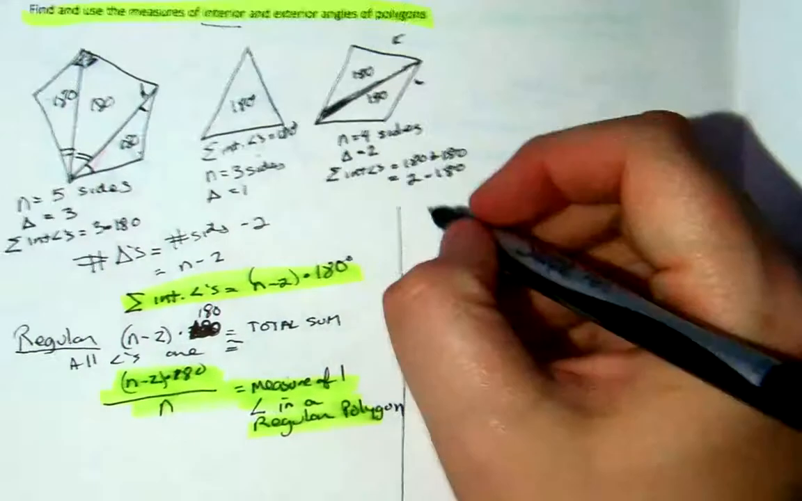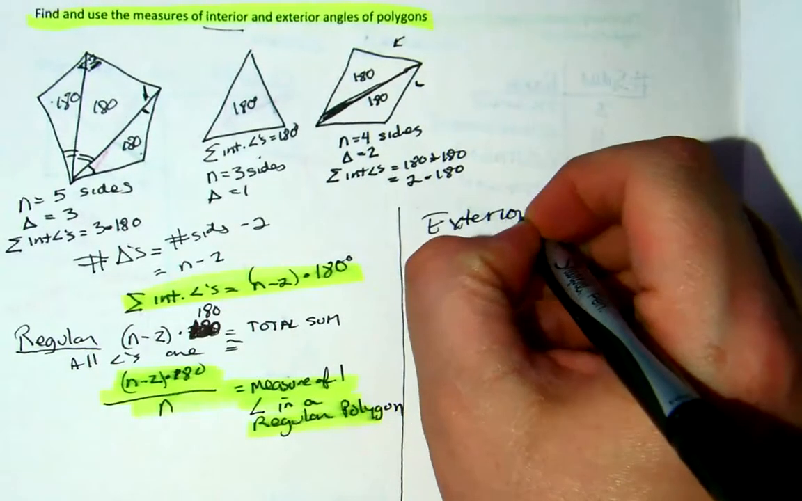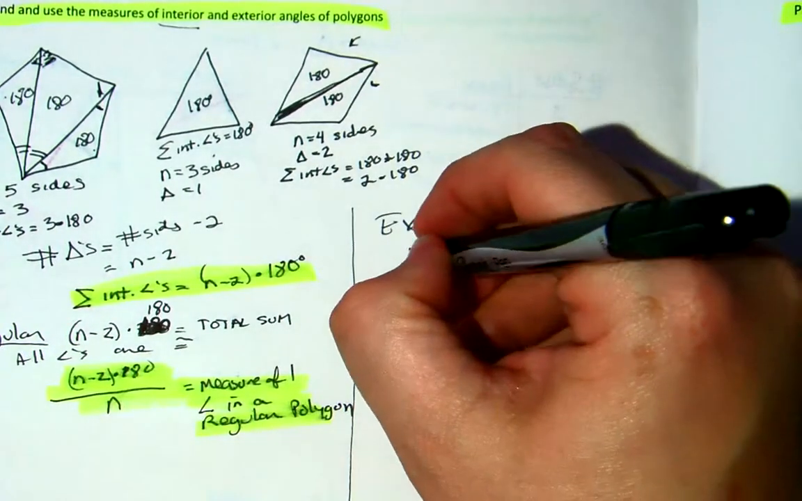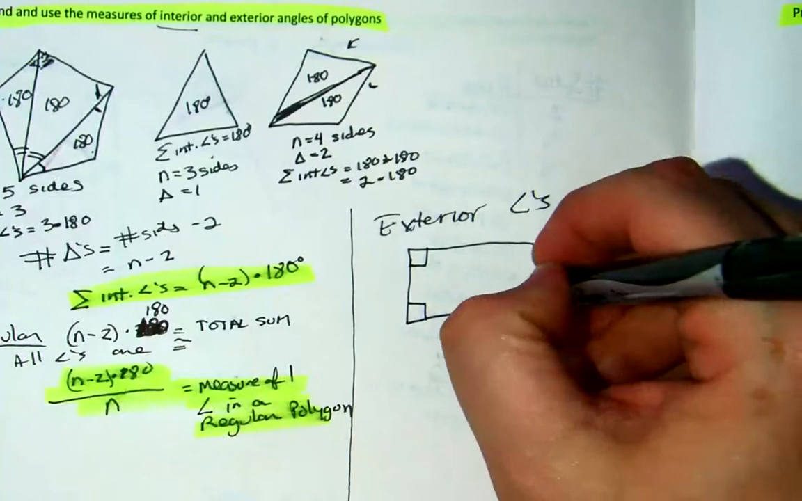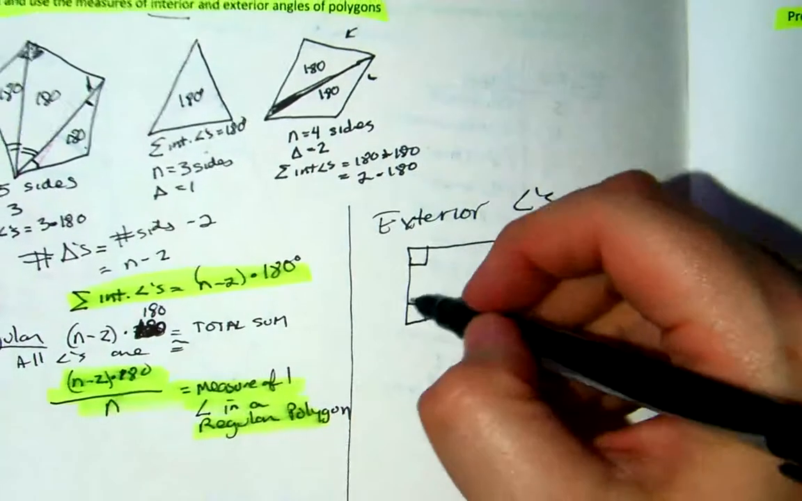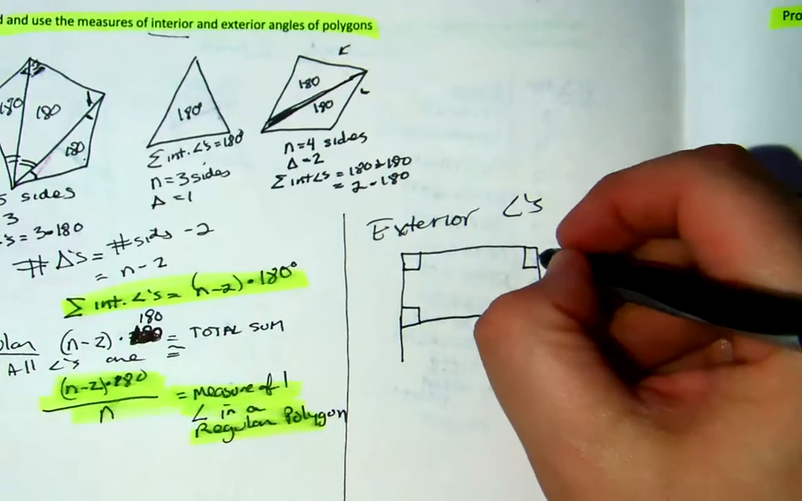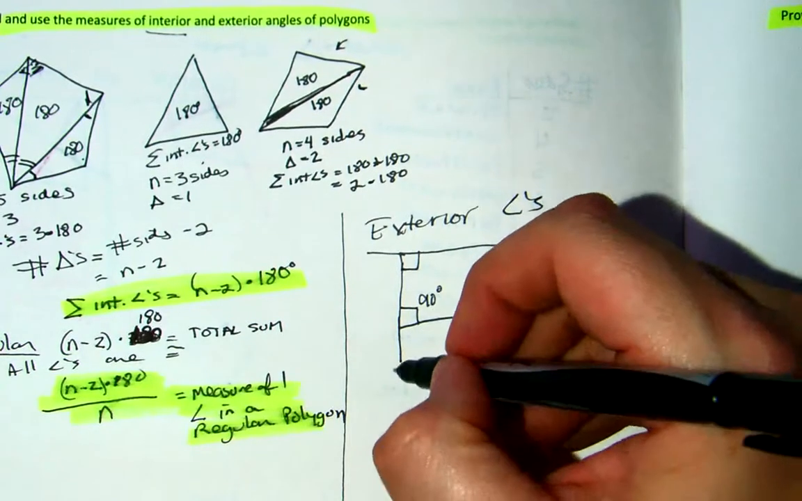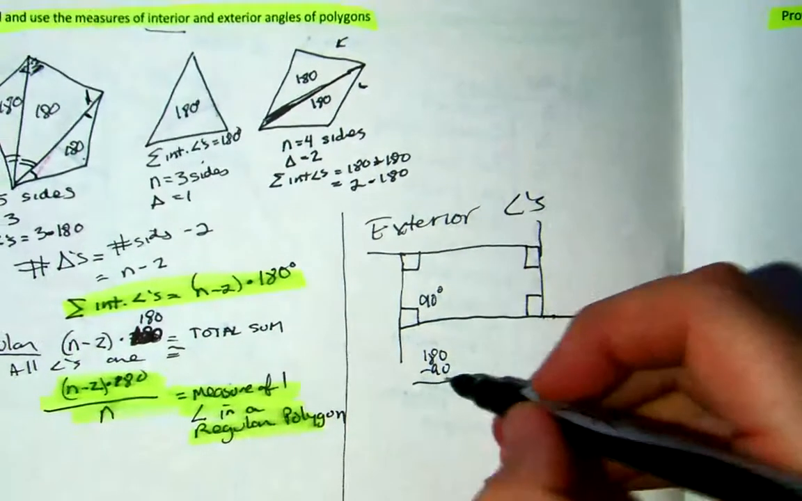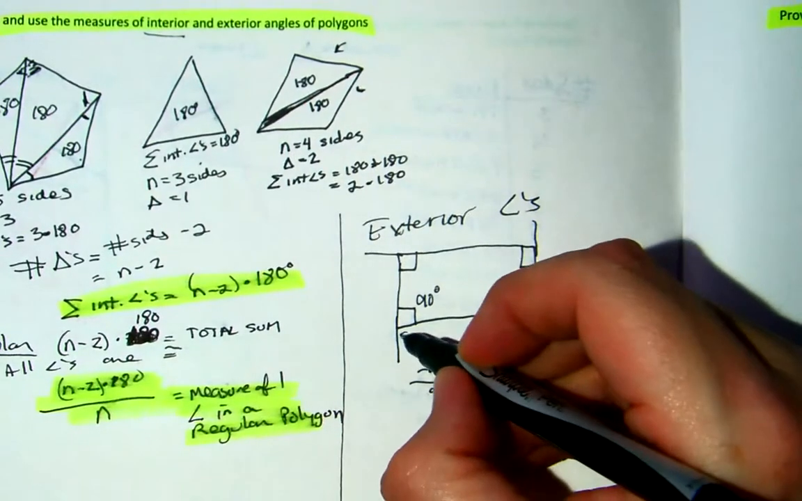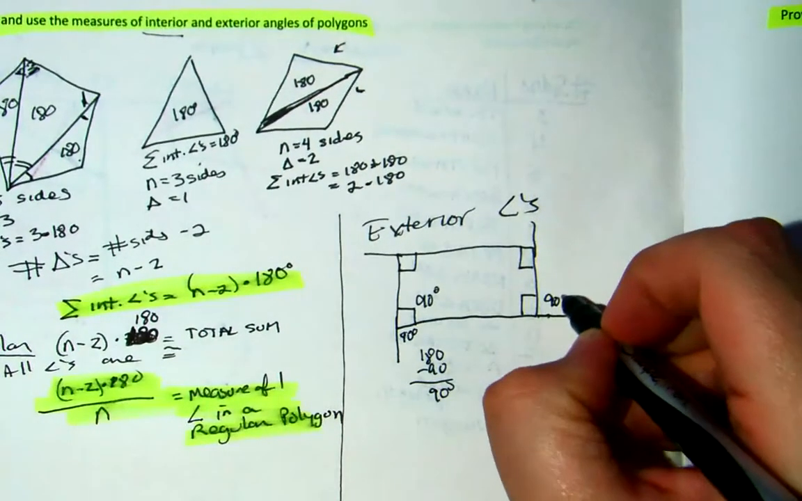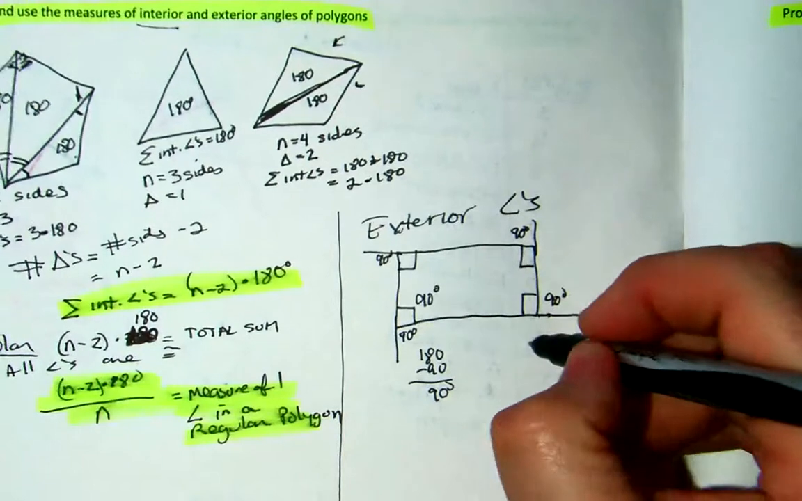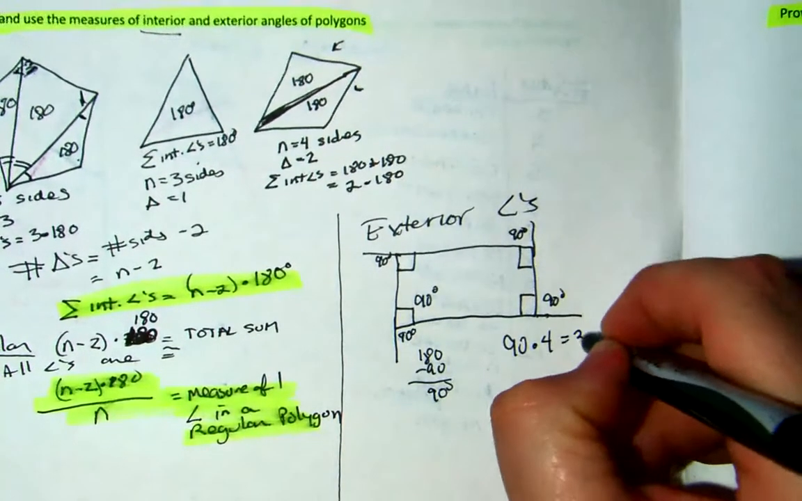Now, for the exterior angles, let's take a square or a rectangle. It doesn't matter. I know they're all 90 degrees. Now, if I extend this side, this side, this side, and this side, if this is 90 degrees, together they have to be 180, so I'll take 180 minus 90, which is 90 degrees. Same thing here, 90 degrees, 90 degrees, 90 degrees. What do I get? If I add them all up, 90 times 4, which is 360 degrees.